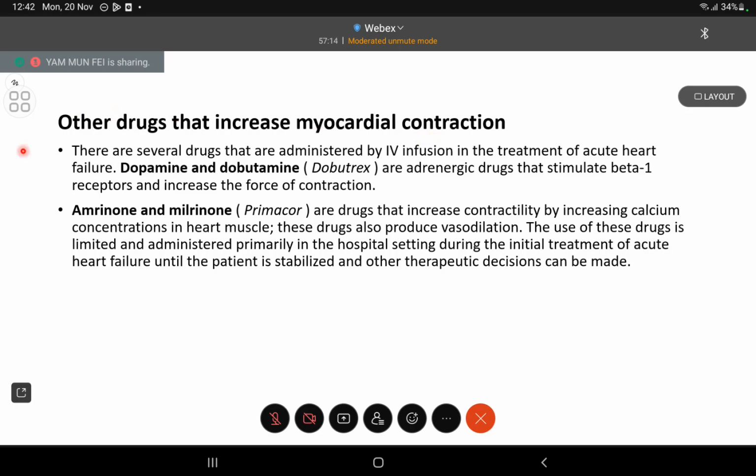So we continue. Other drugs that increase myocardial contraction, such as dopamine, might also sometimes be introduced for chronic heart failure. Amrinone and milrinone might also be introduced to the patient. But okay.